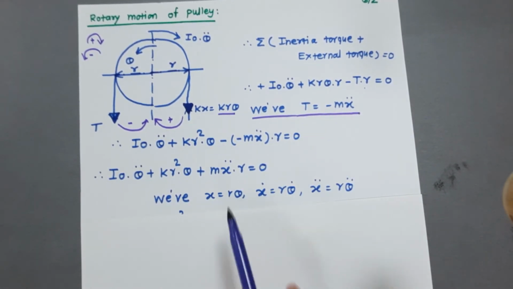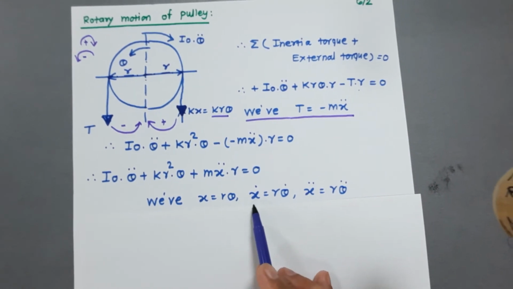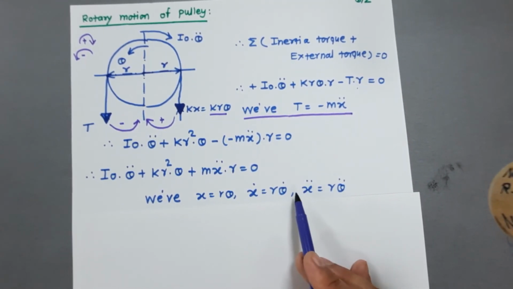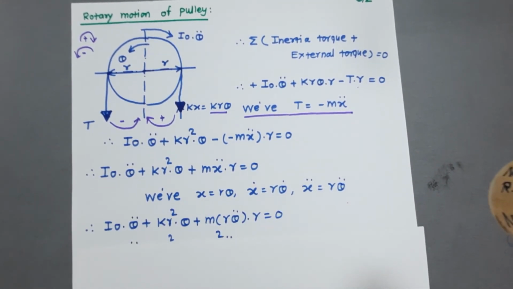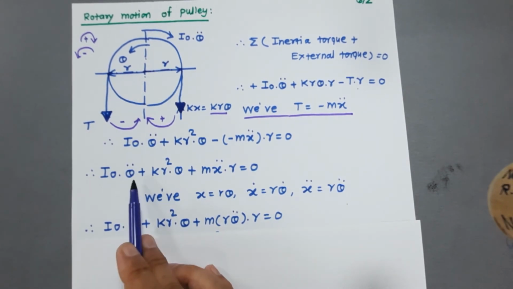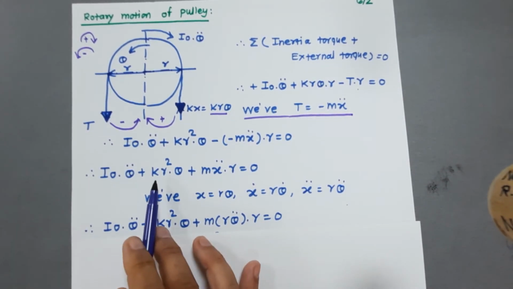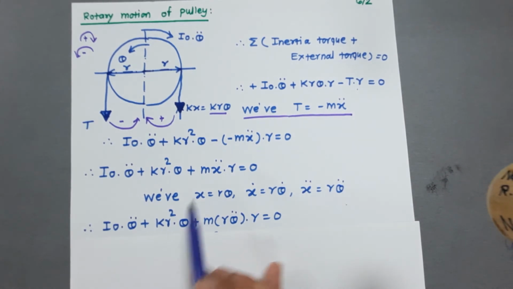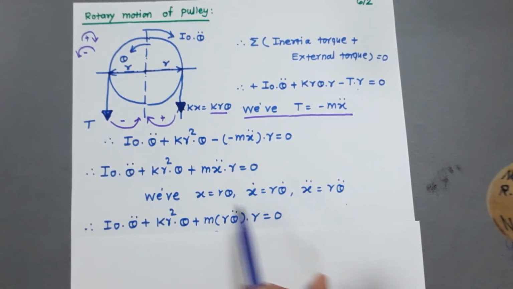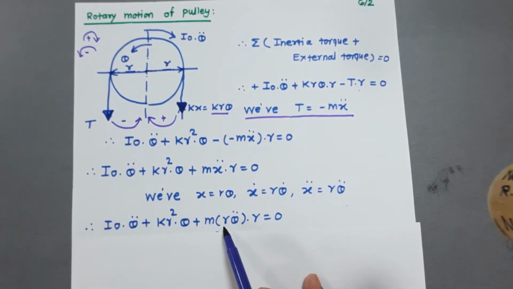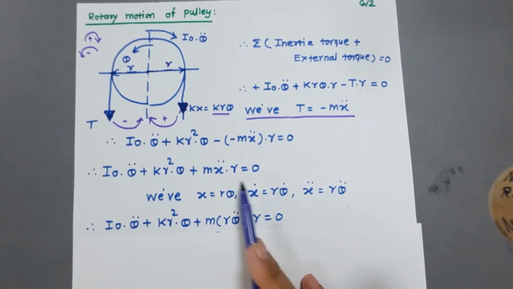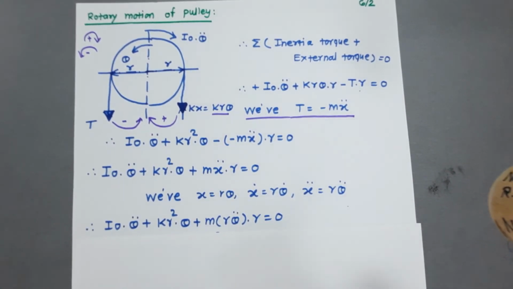Now we have x is equal to R theta, hence x dot is equal to R theta dot and x double dot is equal to R theta double dot. So we put this value here: I0 theta double dot as it is, k R square theta as it is, and m as it is, putting the value of x double dot as R theta double dot, so R theta double dot into R, equal to 0.